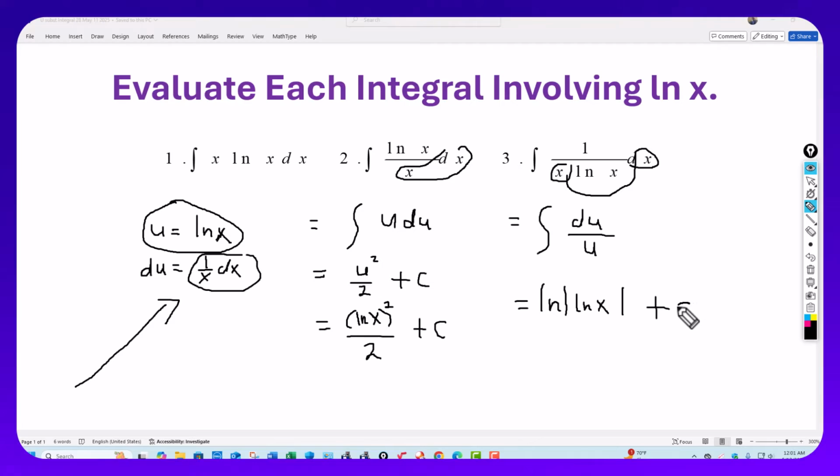So again, 2 and 3 were done by standard u-substitution, and 1 was done by integration by parts. And I do believe that's the way to go in these 3 problems.